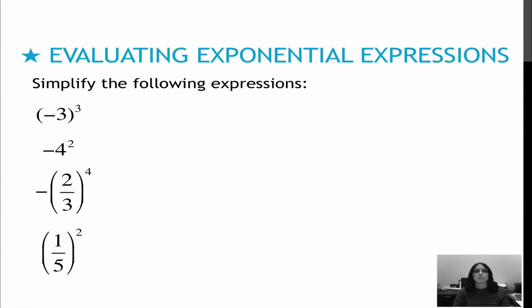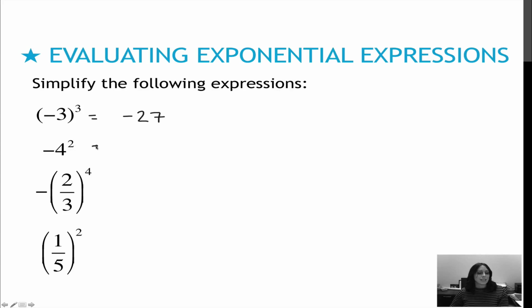Here are a few more for us to try. I've got -3 to the third power, so this would be like -3 times -3 times -3. Again, that negative is on the inside. So that means make sure you plug it into your calculator correctly. You should end up with -27 as your solution there.